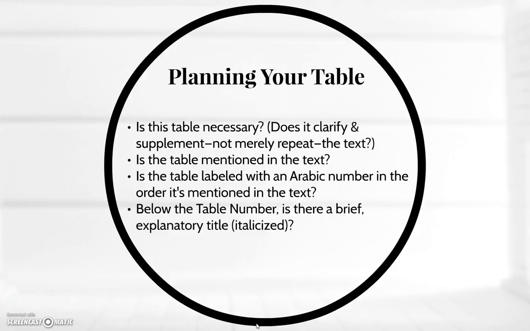If you can summarize all the data in a sentence or two, you can probably forego a table. Second, have you mentioned the table in the text? If not, this is an indication that you may not need it. Next, be sure that you've numbered the table with an Arabic number in the order in which you've mentioned it in the body of the paper. And make sure you've given the table a brief explanatory title and set the title in italics.